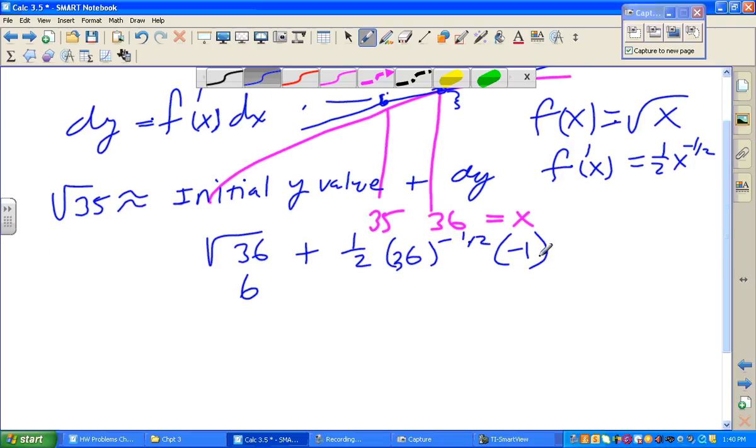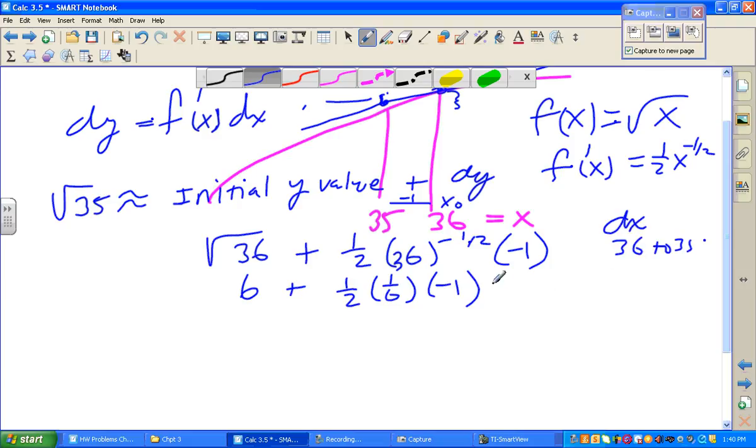Why is dx negative 1? Well, 36 is my initial starting point. What's my next one I'm going to use? 35, it's down 1. Okay? So, what is the square root of 36? It's 6. You already calculated that, right? So that's 1/2 times 1/6 times negative 1. Because my dx is the change in x. I went from 36 to 35.